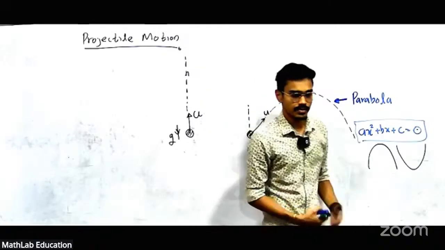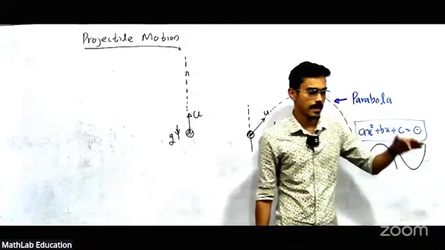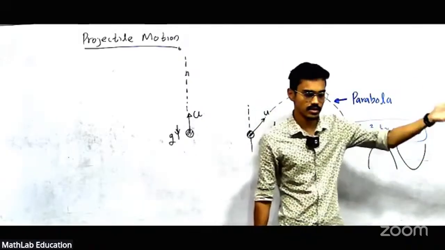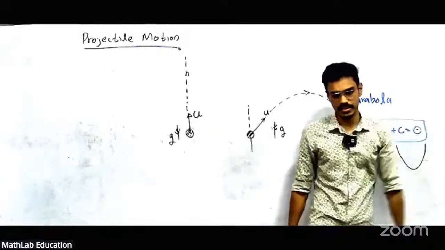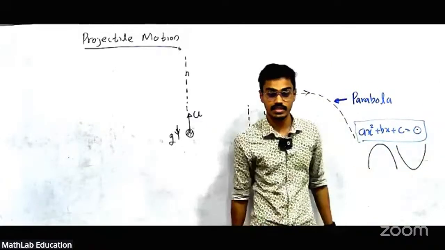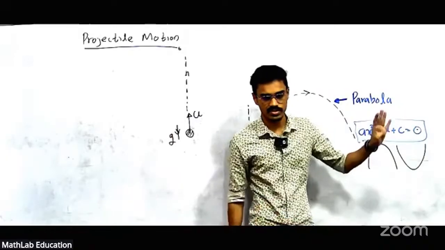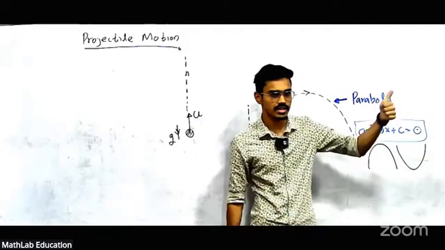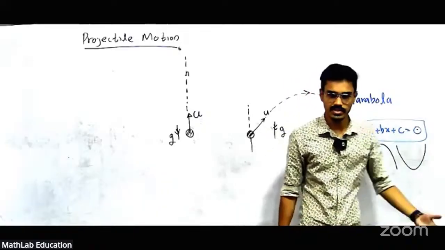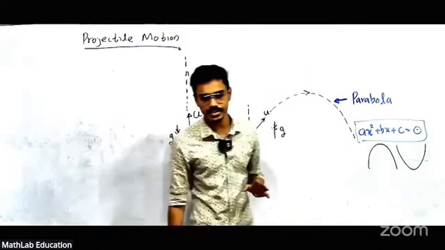The first 4 types are in mechanics. The fifth one, simple harmonic motion, is in waves and oscillations. And the sixth type is a spiral motion, which is in magnetic field. So throughout the syllabus, we have 6 types of motions: linear motion, projectile motion, rotational motion, circular motion, simple harmonic motion, and spiral motion. Now you are learning the second type of motion.